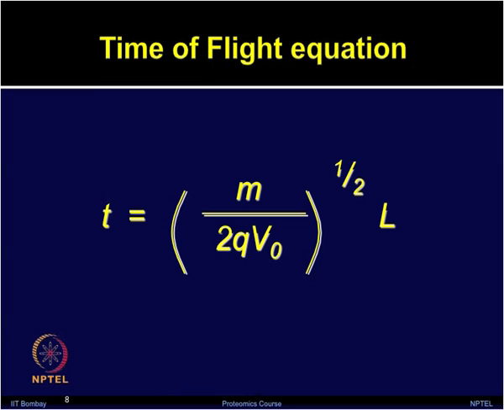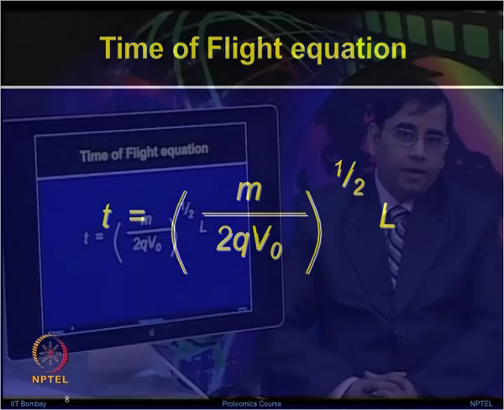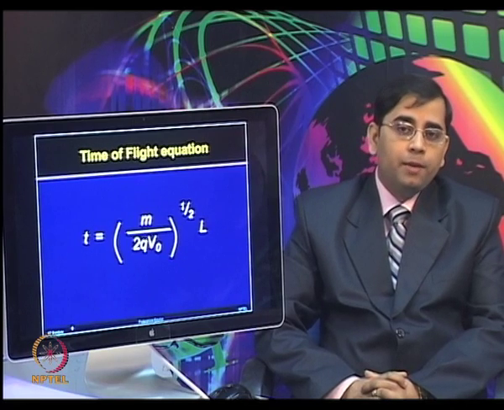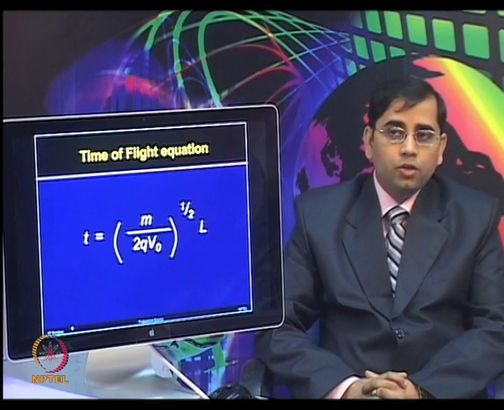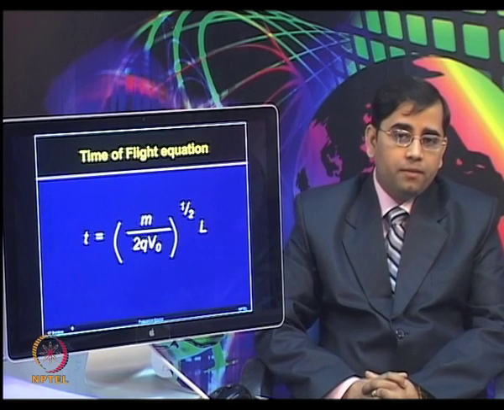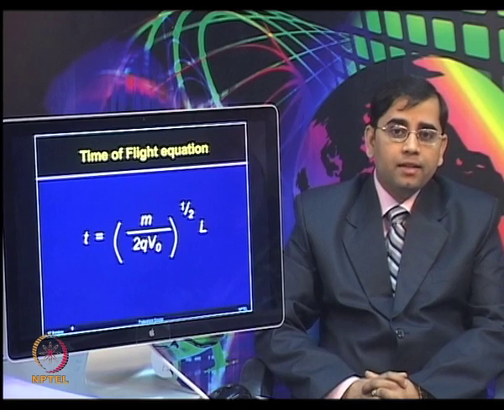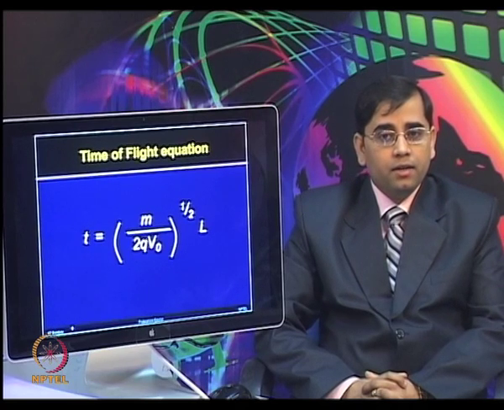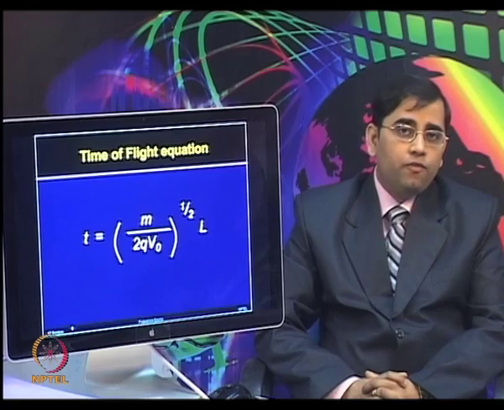The flight time is directly proportional to the square root of mass of the ion. Now, in this equation, T represents the time of flight, m is the mass of the ion, q is the charge on the ion, V0 is the accelerating potential and L is the length of the flight tube.